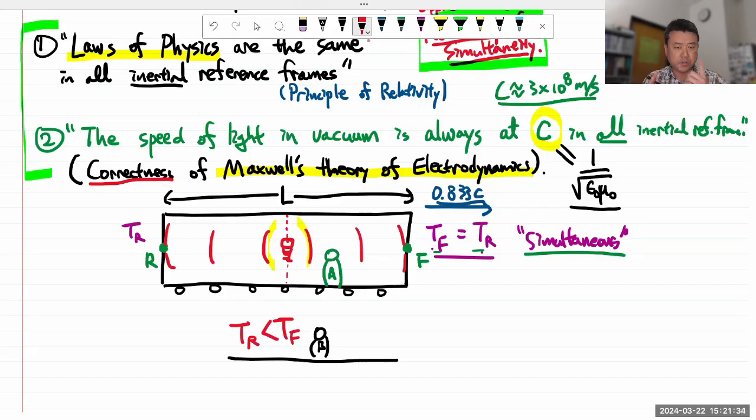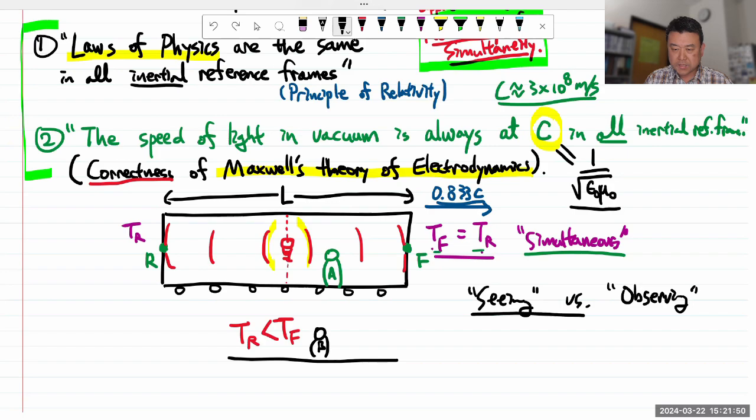By the way, I want to make sure that we draw this distinction between seeing and observing. And watch how I didn't put Alice in the middle of the train, because it really wasn't necessary. So if I'm describing what Alice sees, Alice will actually see what's happening up here. She will see this earlier than what she sees back here.